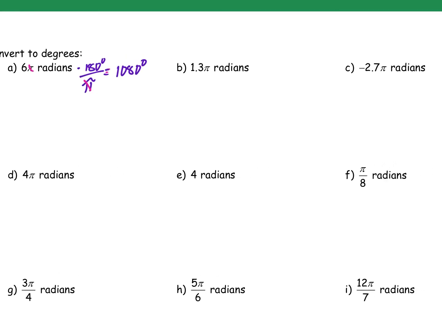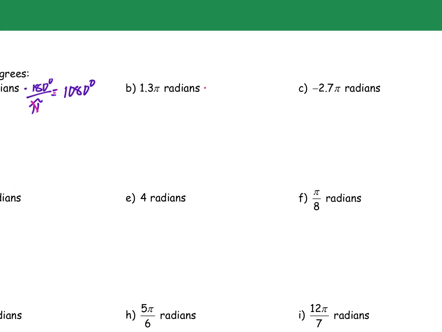B says I'm still going to multiply by 180. So I just flip it. 180 degrees divided by pi. The pi's go away. The radians go away. And I get left with 1.3 times 180, 234 degrees.